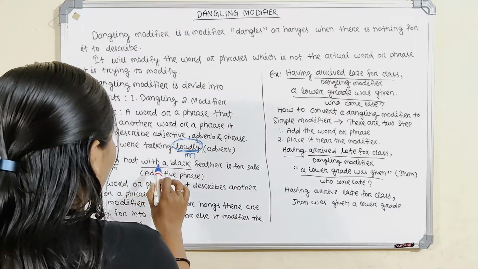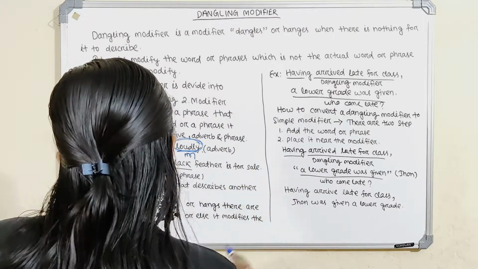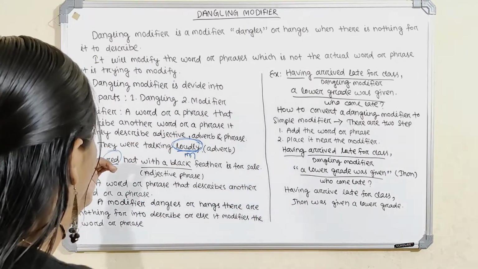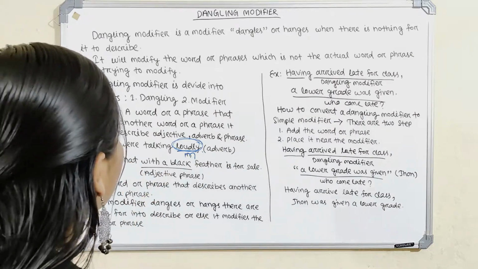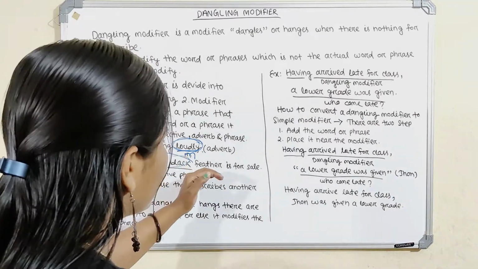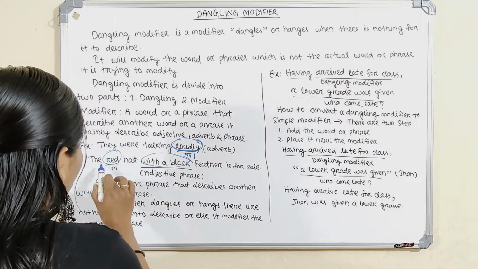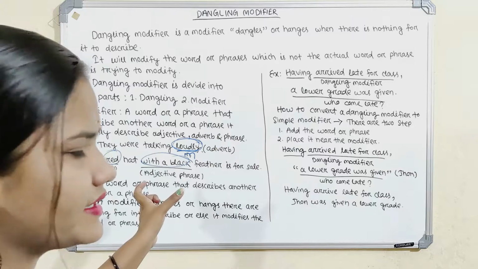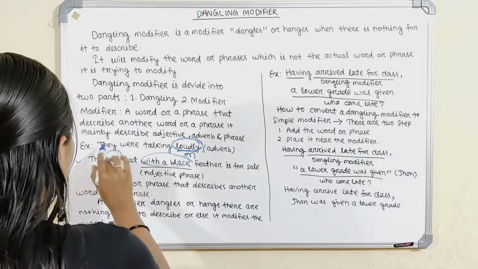The red hat with a black feather is for sale. Here red is the modifier. Red shows the color of the hat and black shows the feather's color is black. It is called an adjective phrase and it is the modifier of an adjective. It is called the modifier.